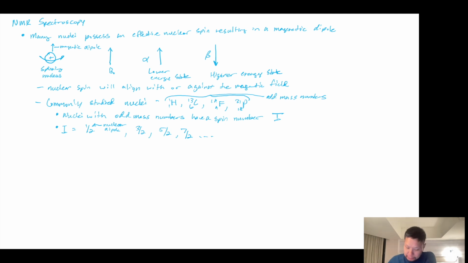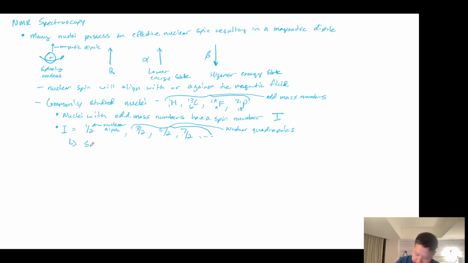These would actually be considered nuclear quadrupoles. We'll talk more about the nuclear quadrupoles later. But let's just ask ourselves, what does it mean to have a nuclear dipole, as far as spin states go?